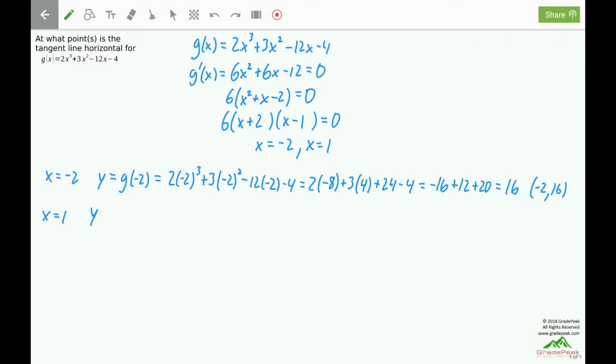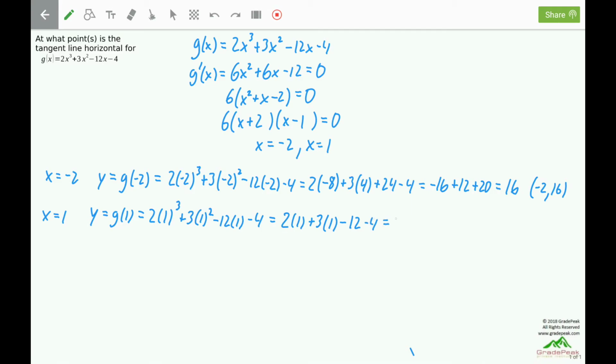We also have a second point that will have a horizontal tangent, and that's x equals 1. Let's find the corresponding y coordinate by plugging that into the function, g of 1. 2 times 1 cubed plus 3 times 1 squared minus 12 times 1 minus 4. 1 cubed is 1. 1 squared is 1. Minus 12 times 1 is minus 12, and then minus 4.